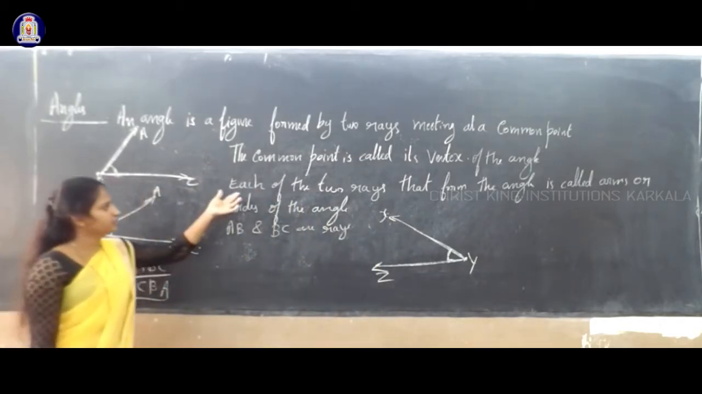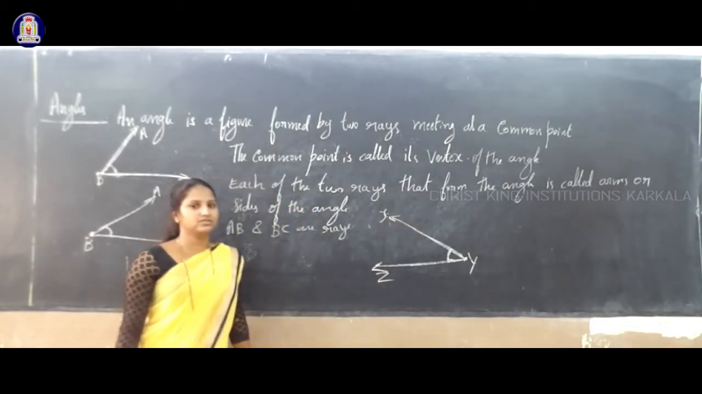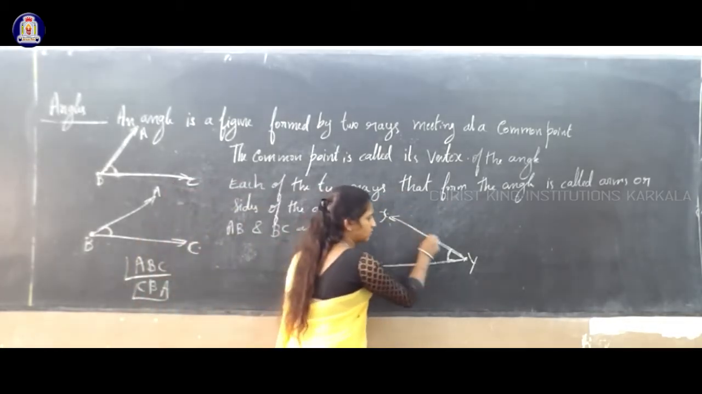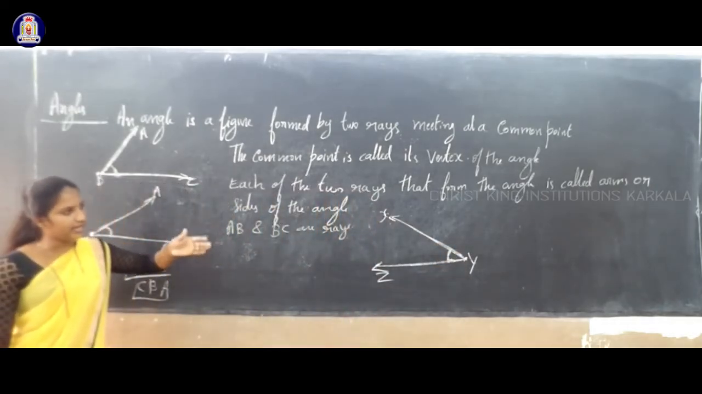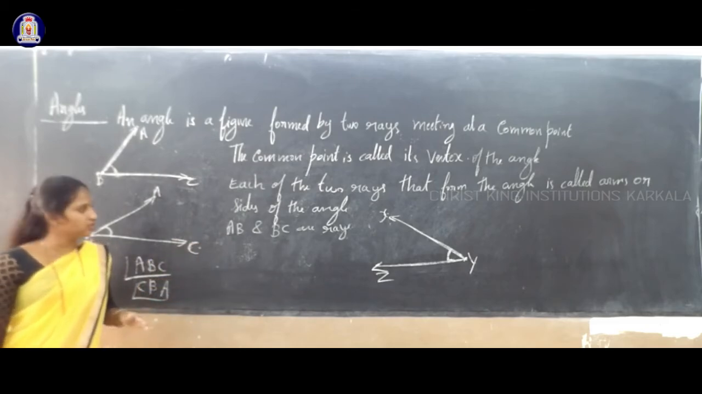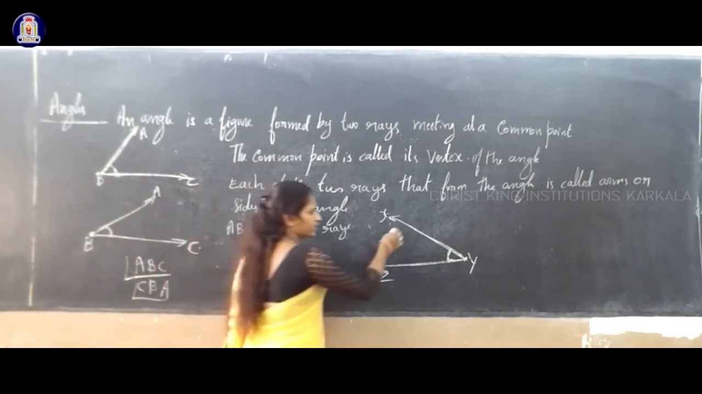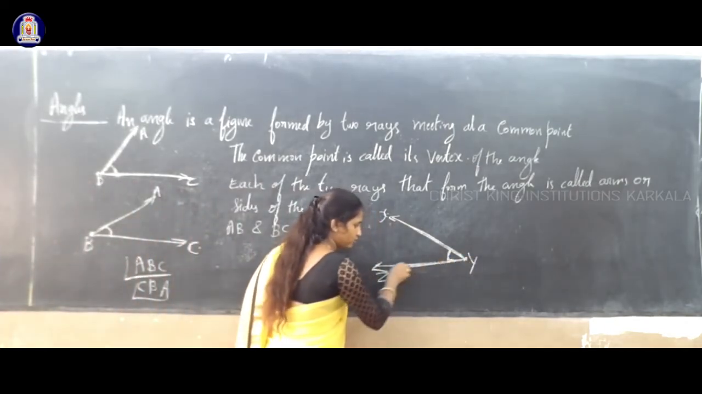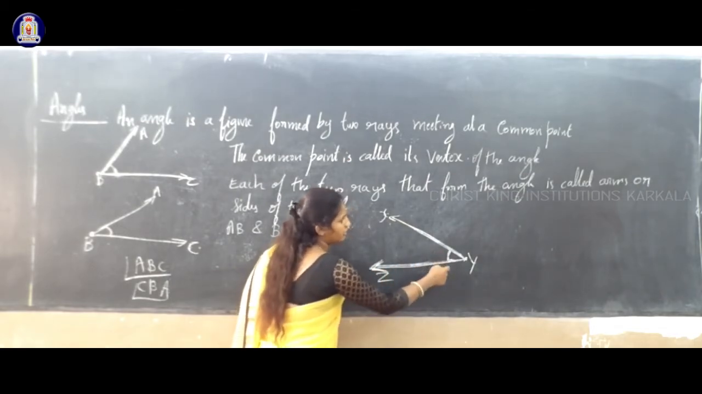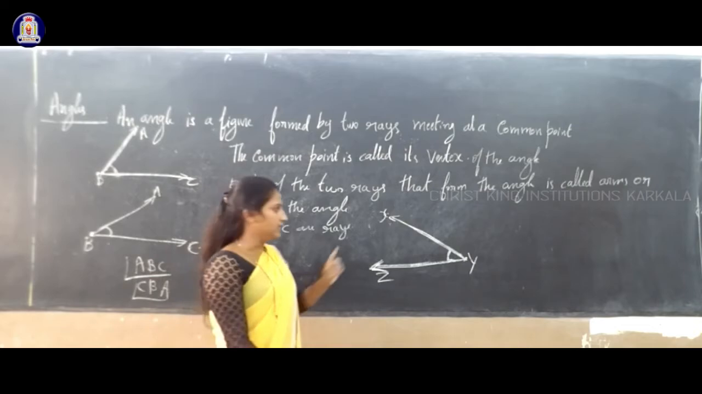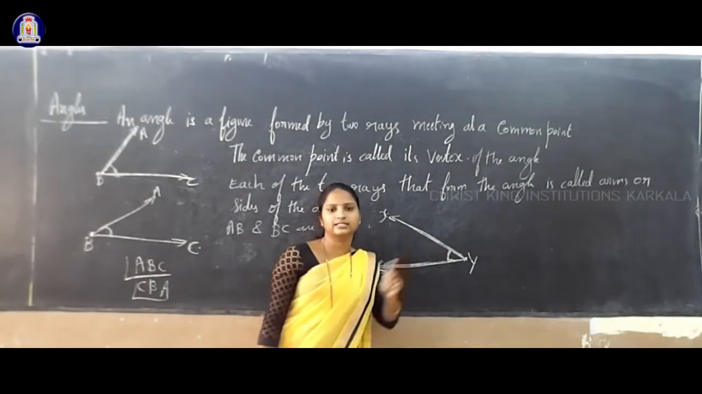So here each of the two rays that form an angle is called an arm. Sometimes we call this an arm or a ray. Okay? Whichever arms, that is XY and YZ, are called arms or sides of the angle. So you can say that XY is a ray, or you can say this is an arm. Arms or the sides of the angle. These two are sides of the angle.